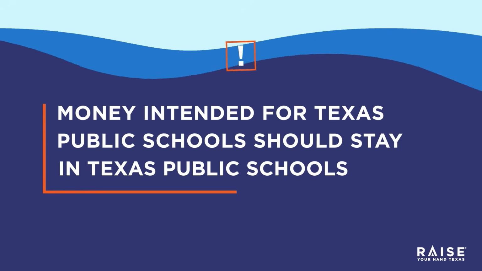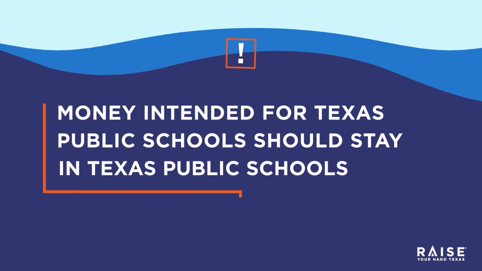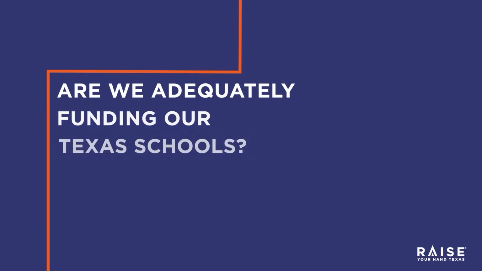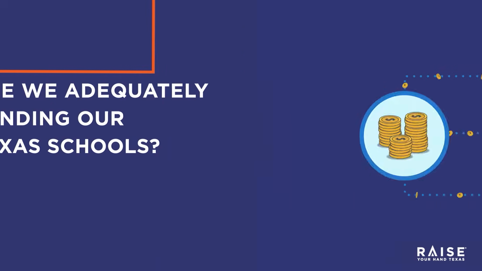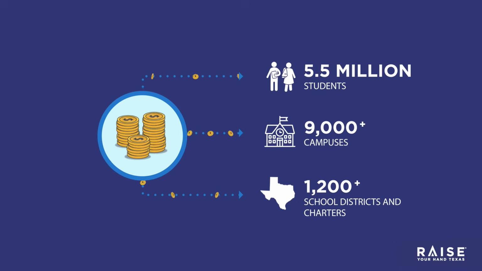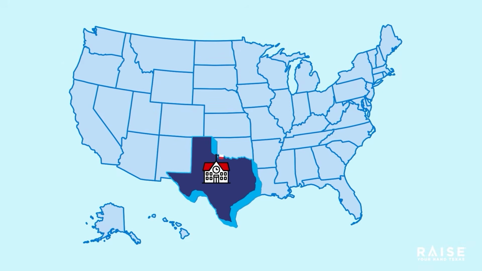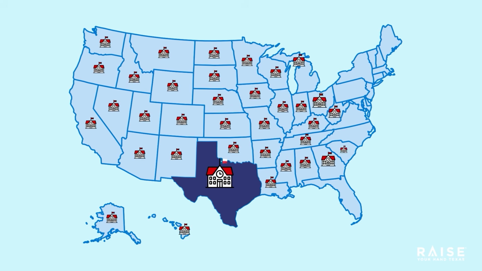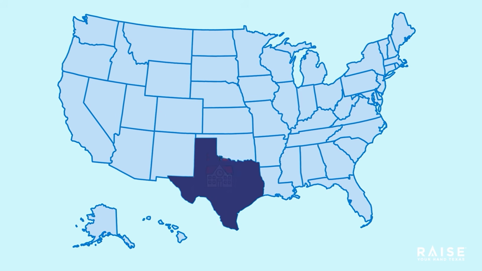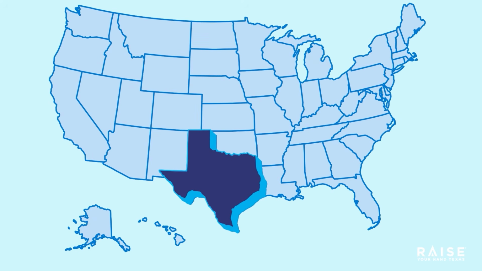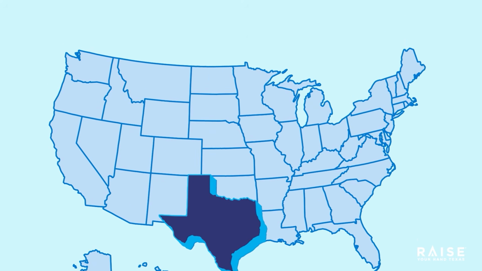Now that you know the basics of how Texas schools are funded, and that more money is available for public education, the next question is, are we adequately funding our Texas public schools? Proper funding is needed to prepare every student for a successful future. Texans have high expectations for our public schools, and that means our schools need to maintain their competitiveness with schools across the country. Let's dig a little deeper into how Texas stacks up and what is needed for our schools and our students to be successful.